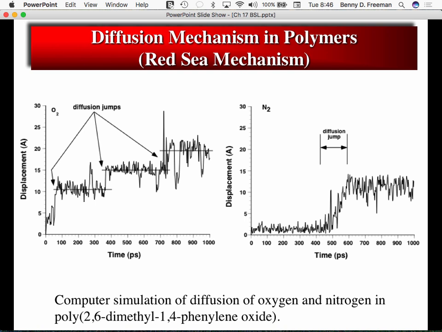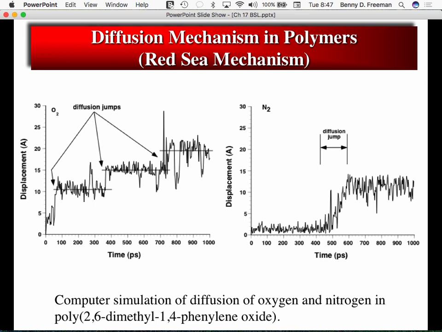Oxygen is just a tiny bit, a fraction of an angstrom smaller than nitrogen. It's 3.46 angstroms in kinetic diameter. Nitrogen is 3.64, a 0.18 angstrom difference in size. Nitrogen is about 0.18 angstroms larger than oxygen. And that small difference in size gives rise to a threefold difference in diffusion coefficients.